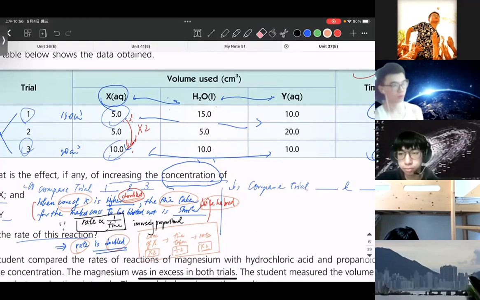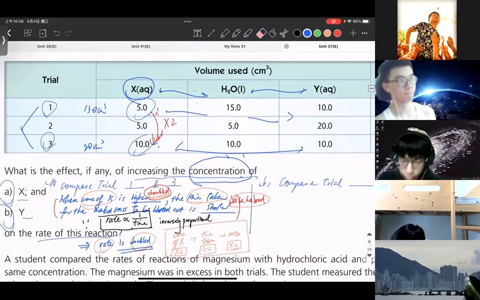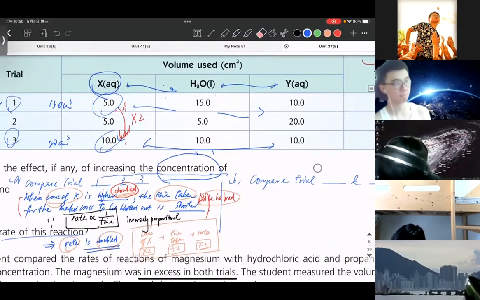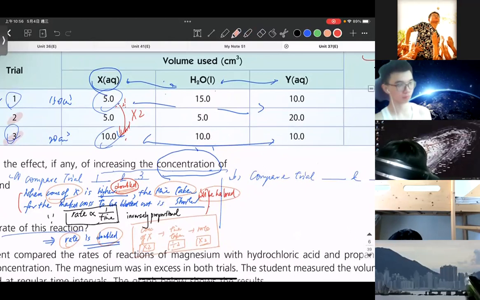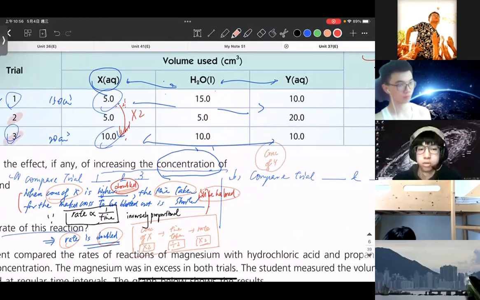Trial 2 and trial 3. Please take a look. So what is the independent variable? The concentration of Y. Now, concentration of Y changes, is it? Yes. Okay, how about concentration of X?